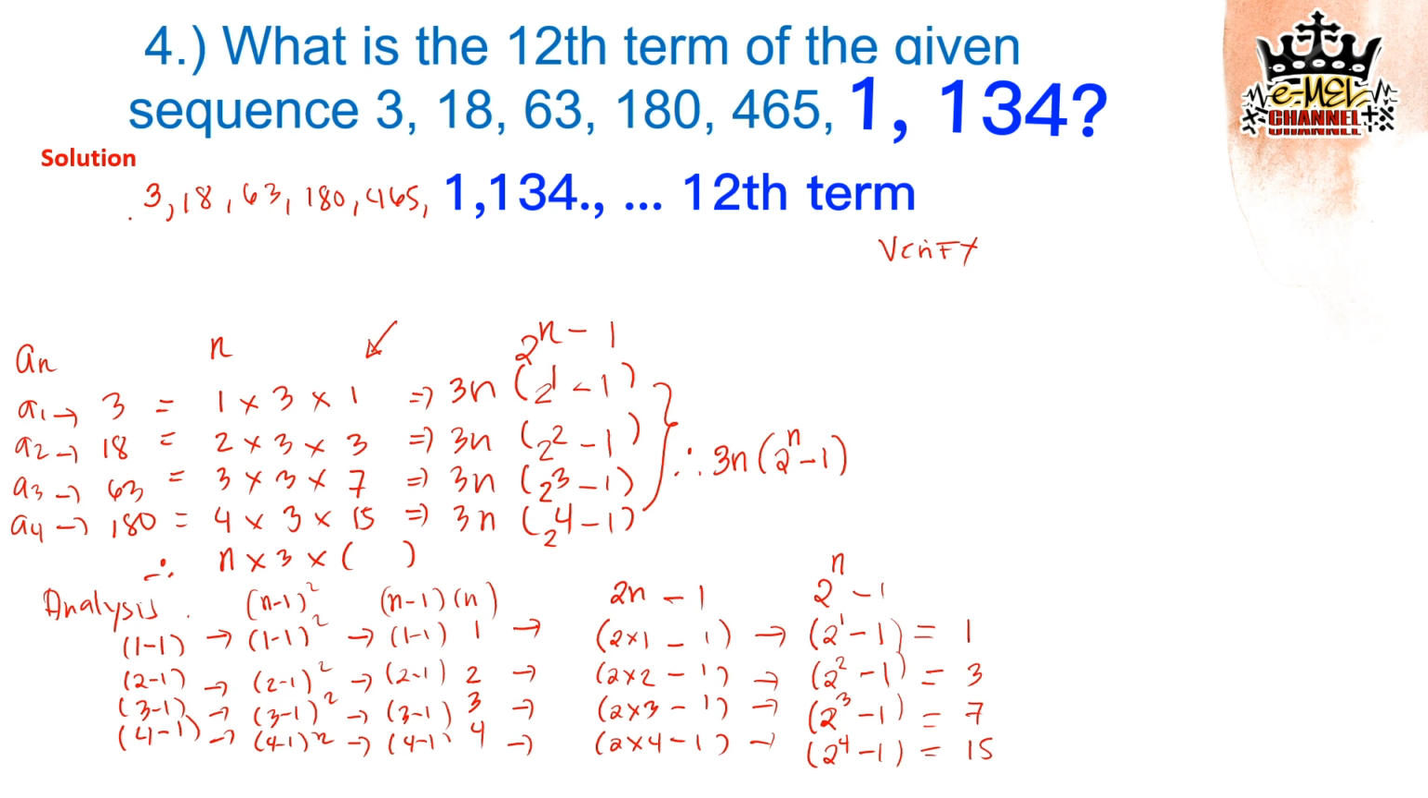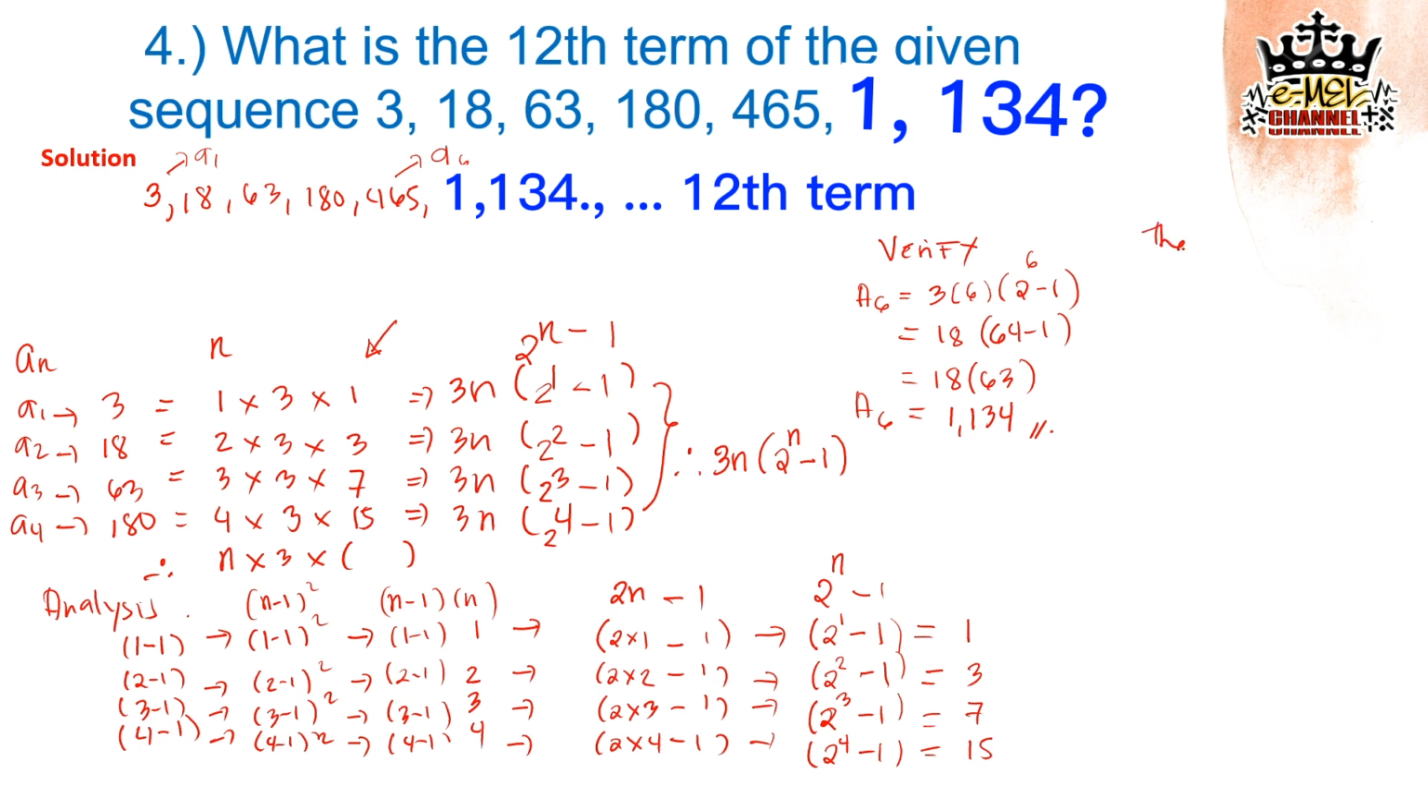So let's say this is the first term, second, third, fourth, fifth. We have a 6. So let's try to verify it. A sub 6 using the formula is 3 times 6, which is 18, times 2 to the power of 6 minus 1. 2 to the power of 6 is 64 minus 1. It should be 63. And 18 times 63 is 1134. That is the final answer.